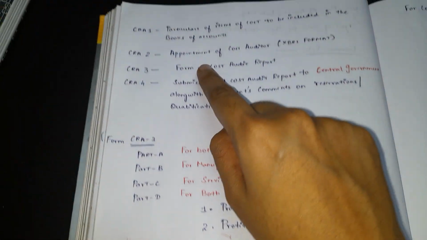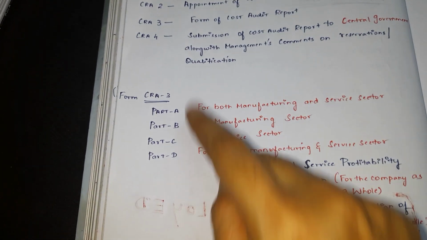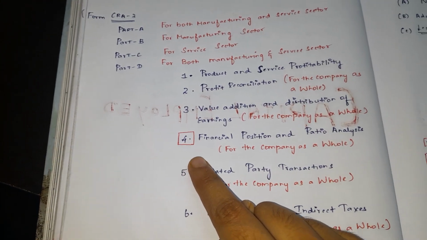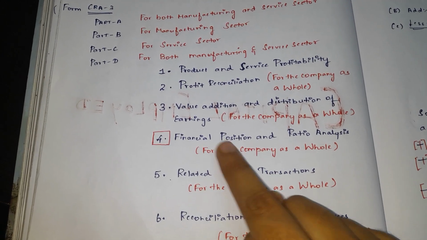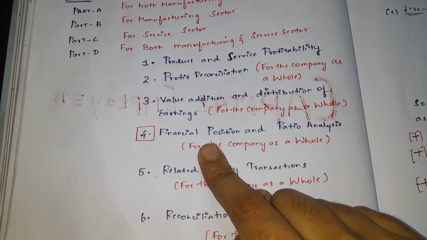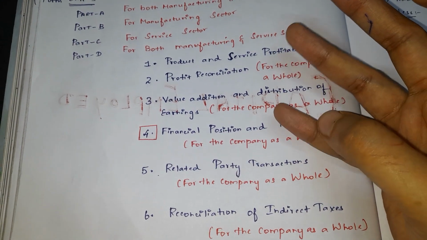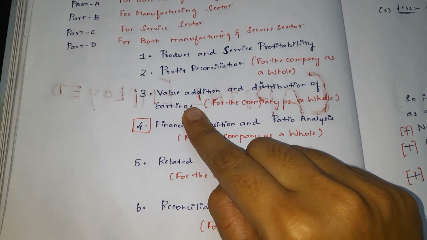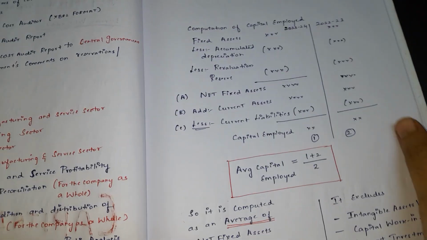Fine. So in the CRA 3 form, which is a cost audit report, there are 4 parts. In part D, para 4, there is a financial position and ratio analysis. So we should compute the financial position of the company. For computing the financial position, we have to know what is capital employed and what is net worth, because this will tell us the company's financial position. That is why we need to study what capital employed is and how to compute it.